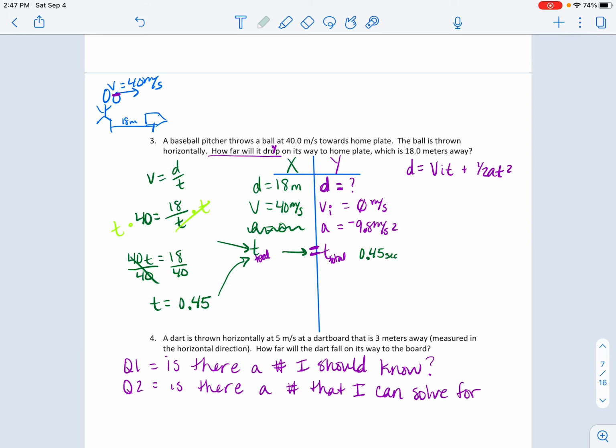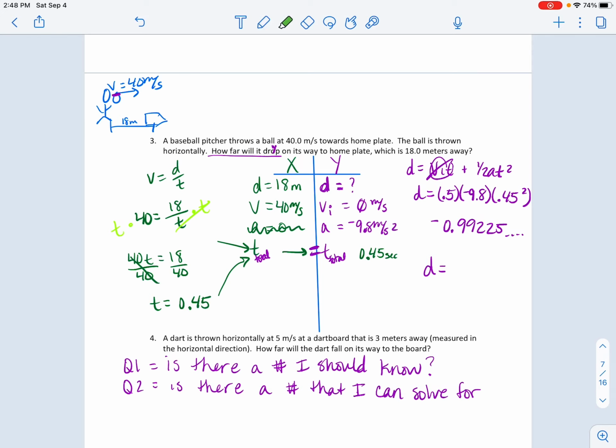And so now I have enough information to substitute and solve for my vertical displacement. VI is 0, so that is going to simplify to nothing. So 1/2 of negative 9.8 times 0.45 squared. Remember, please get in the habit of using your answer button. Even though it's a perfect 0.45, let's just practice taking the answer squared in our continued calculations. And so this gives us a value of negative 0.99225, blah, blah, blah. We are going to round this for sig figs.